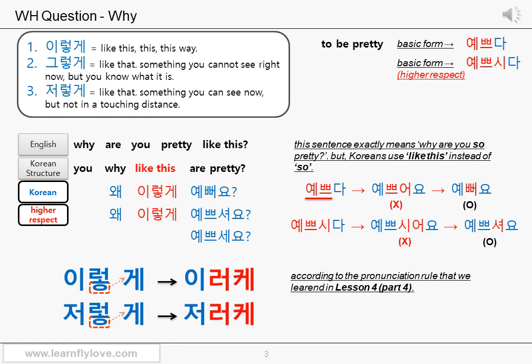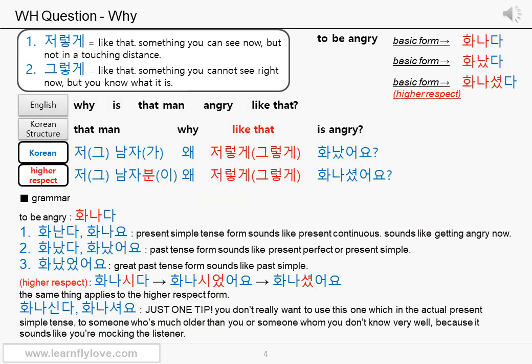You, why, like this, pretty. 왜 이렇게 예뻐요? Beautiful. You can make a higher respect form yourself. By the way, we don't really use this "why are you so pretty" in a real life conversation, but as soon as you learn another adjective such as angry, serious, or stupid, you will have plenty of chance to use this sentence structure. Wow, we're seeing a lot of words on this page, but don't worry, it's nothing.